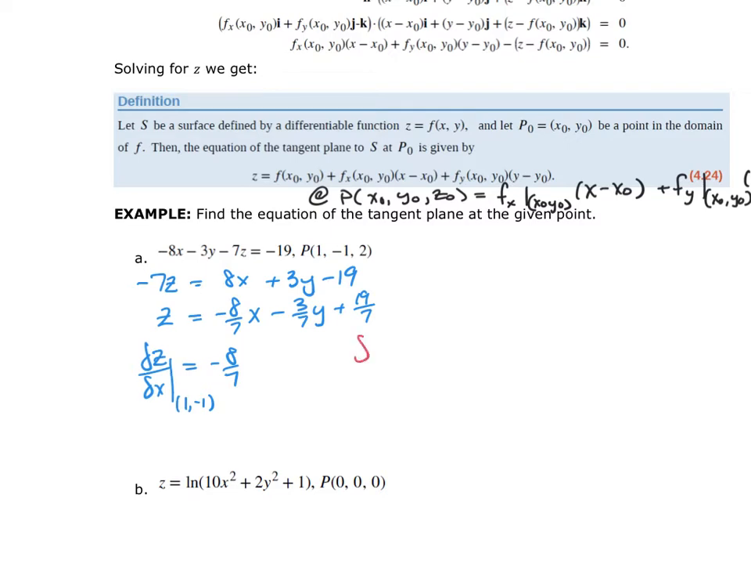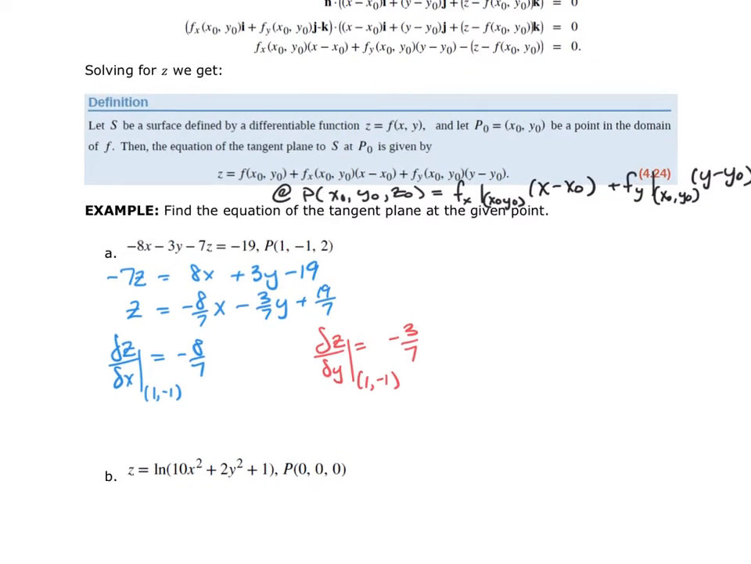Now I'm going to do my partial derivative with respect to y. This is going to be something similar. This is going to be negative 3 over 7, and in fact, I can say this is evaluated at 1 comma negative 1 because I don't have any x and y in there.